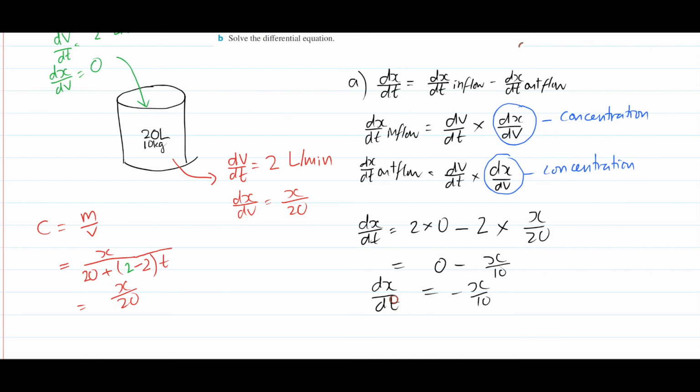If you want to find x in terms of t, just use your differential equation, flip this, and integrate.